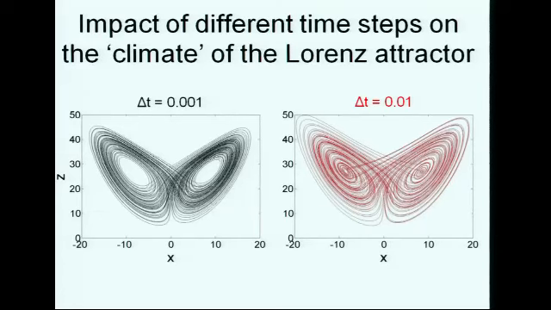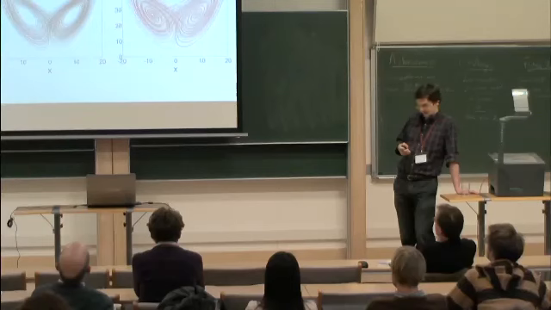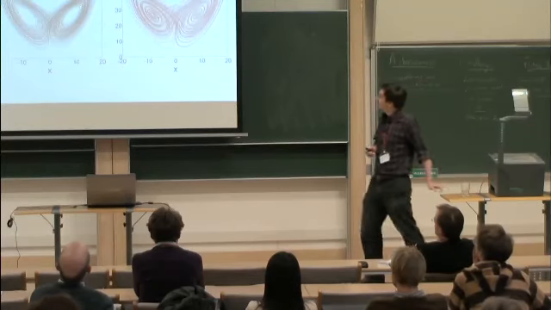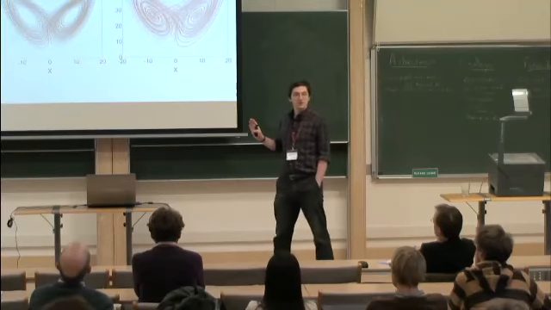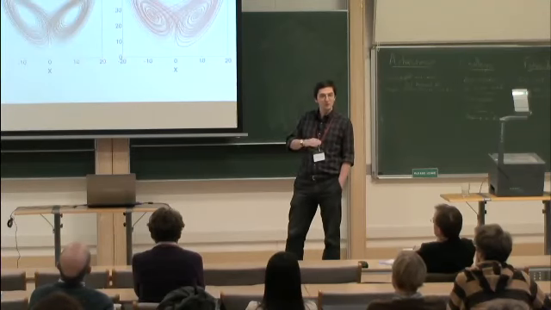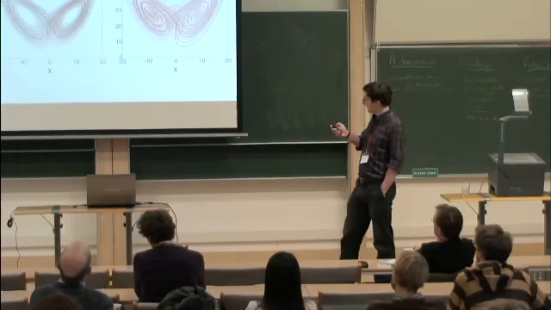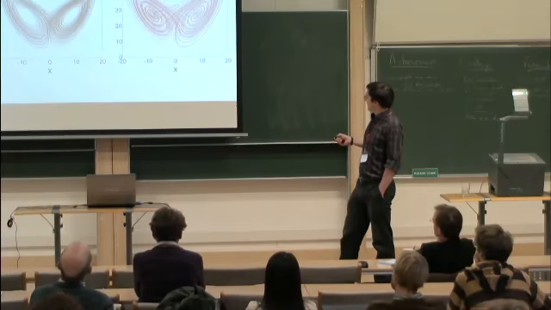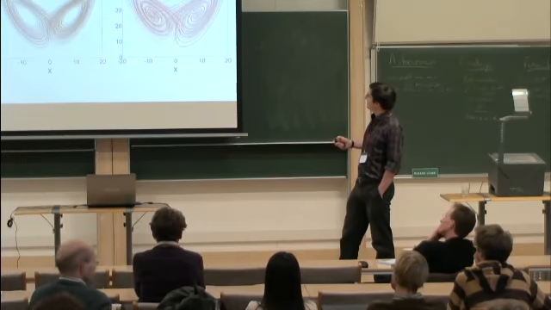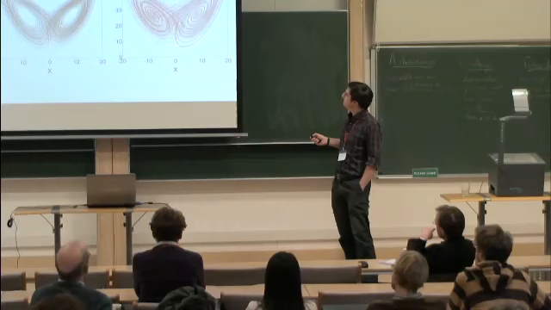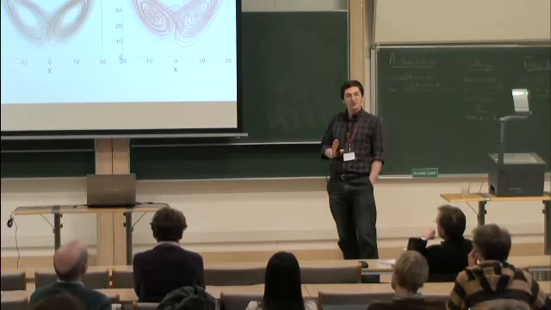So if you increase it by a factor of 10, which is perhaps quite a large increase, this is the structure of the attractor that you get. Now at first sight it doesn't look too bad. It's got the 2 wings, certainly, so the structure looks the same. The space spanned in the x and z coordinates is roughly the same. So perhaps it doesn't look too bad.